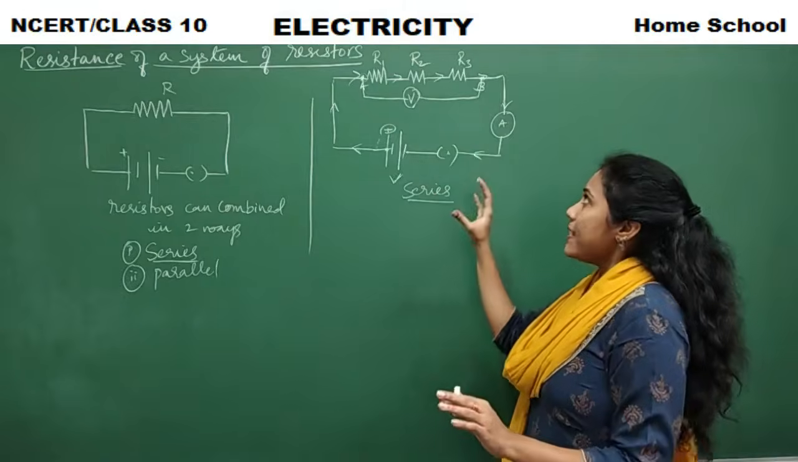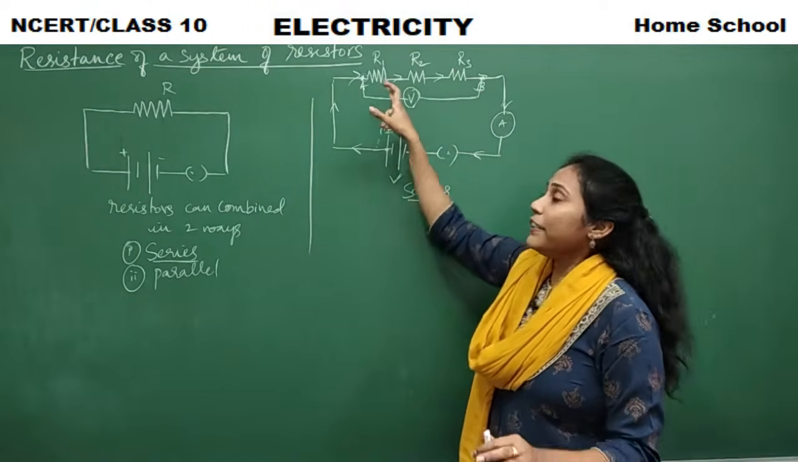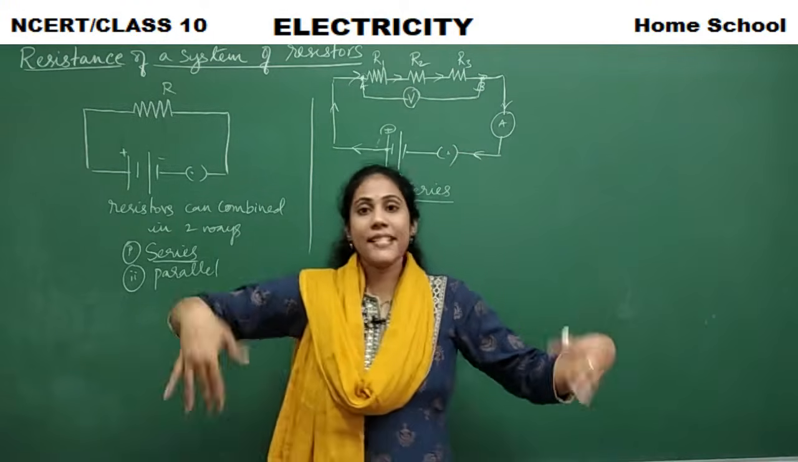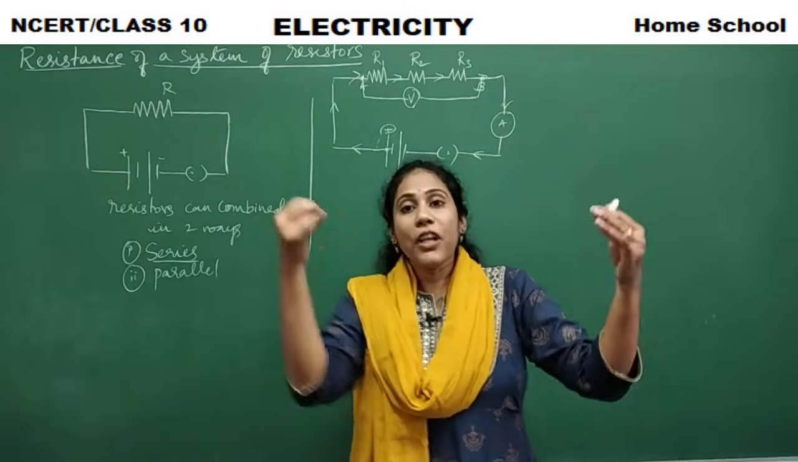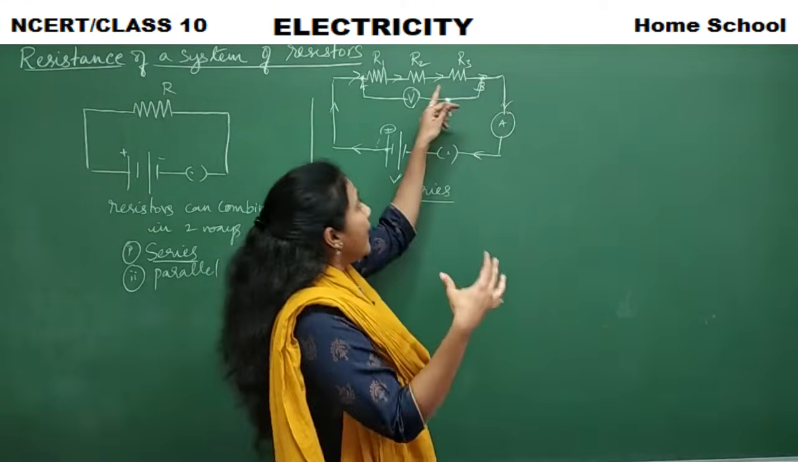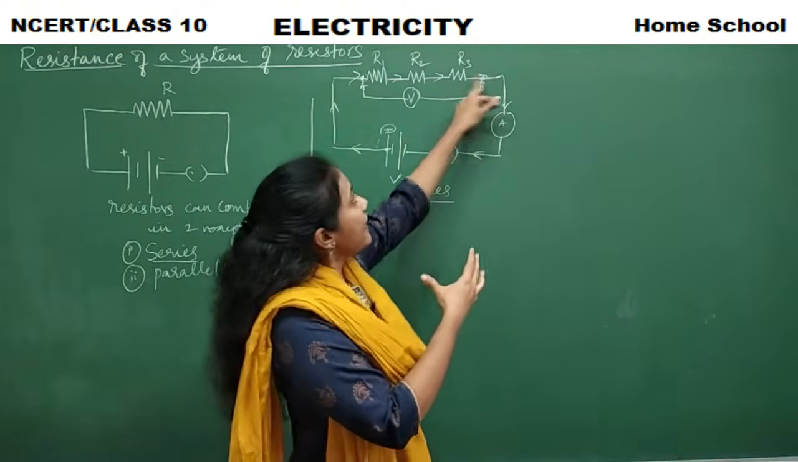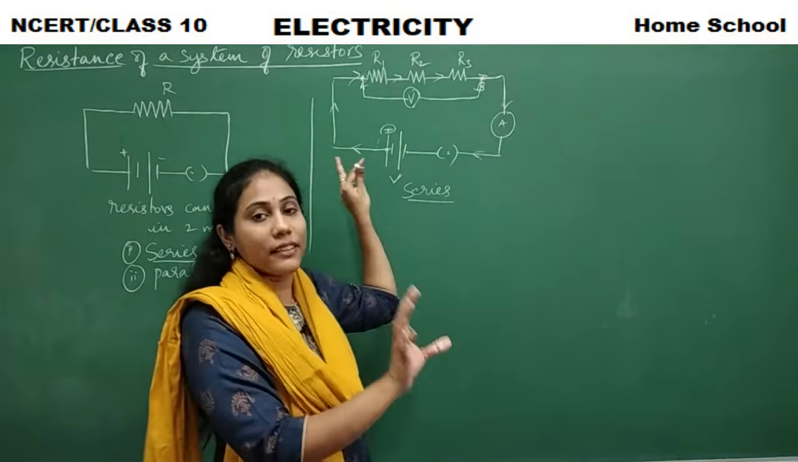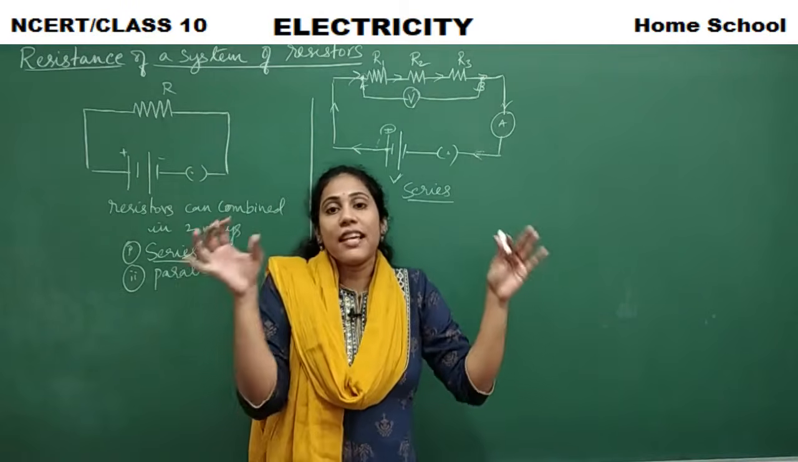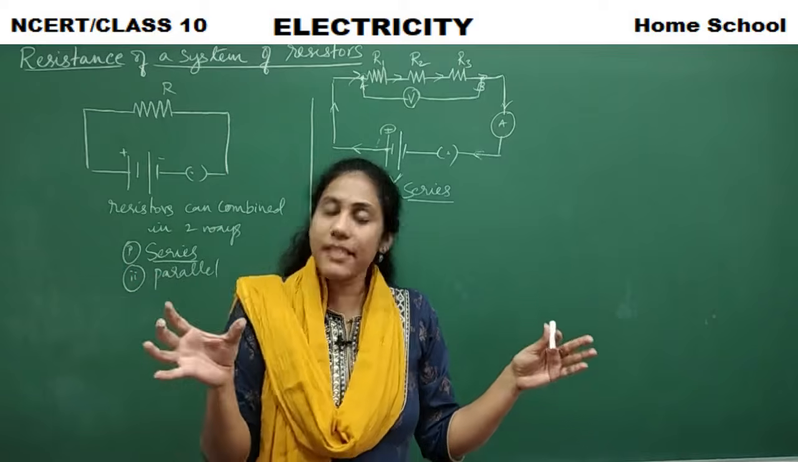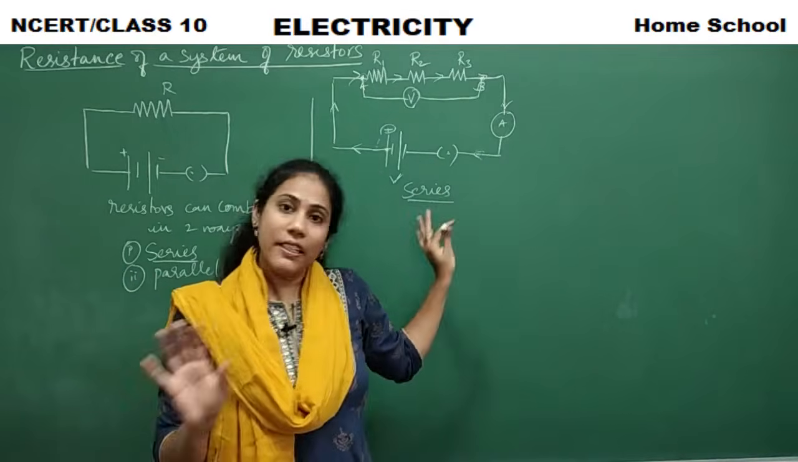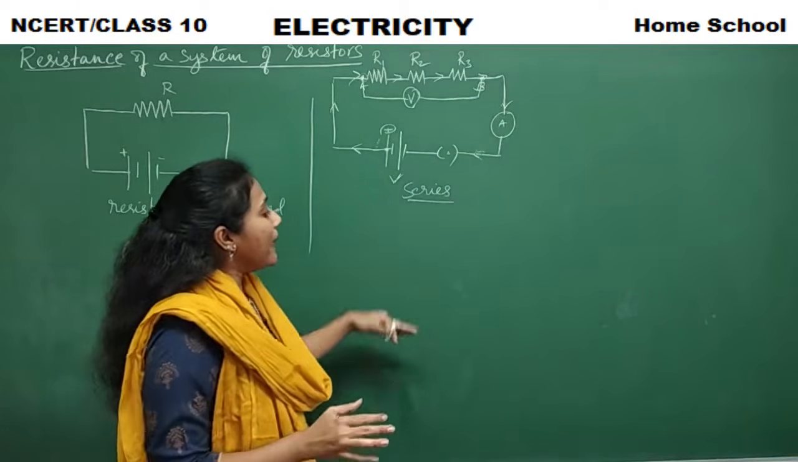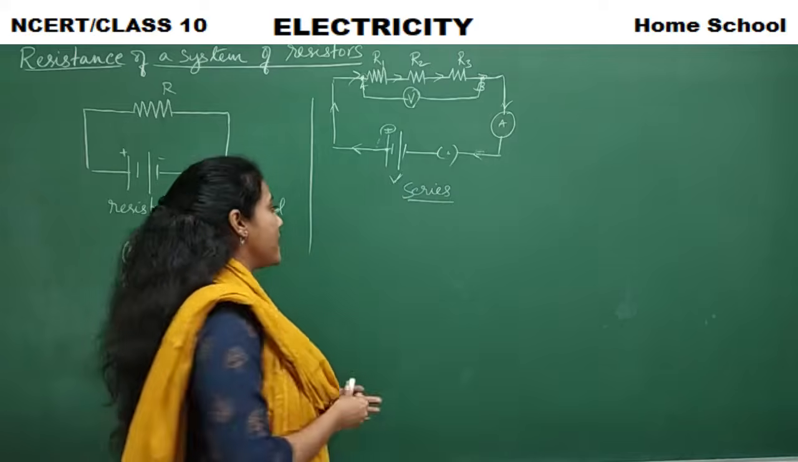So what does series mean? Resistors connected end to end, coming side to side. If you are connecting resistors end to end or side to side in a single circuit, in a single path, such a combination of resistors is a series connection. Now, what do you mean by a parallel connection of resistors?